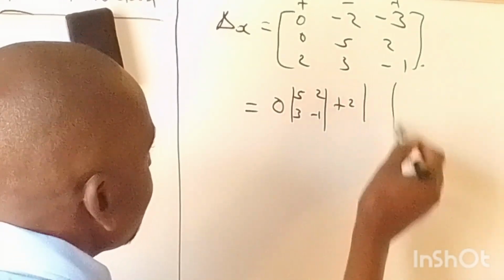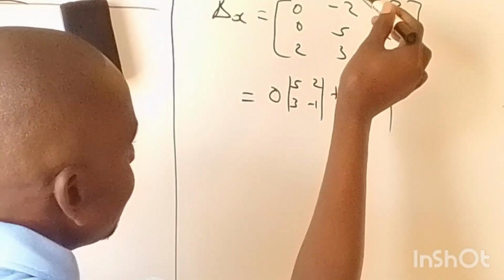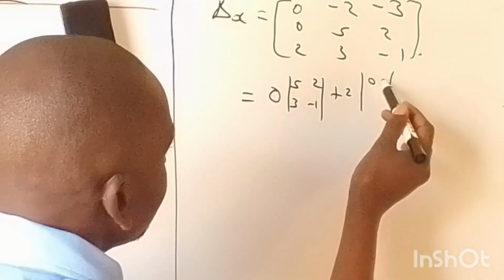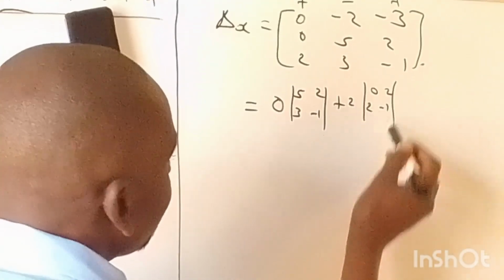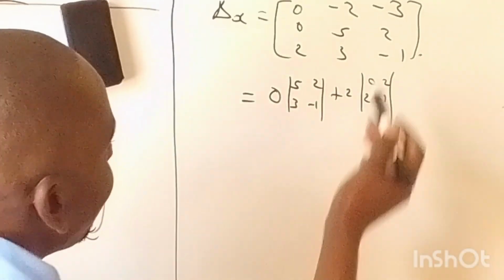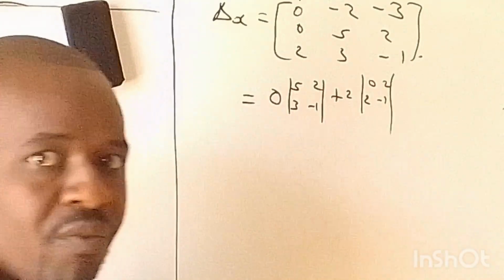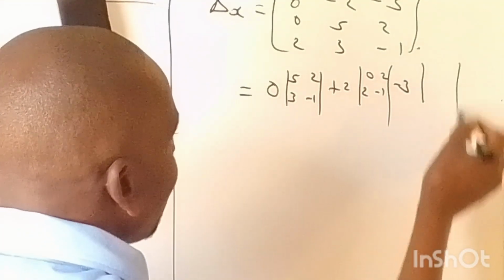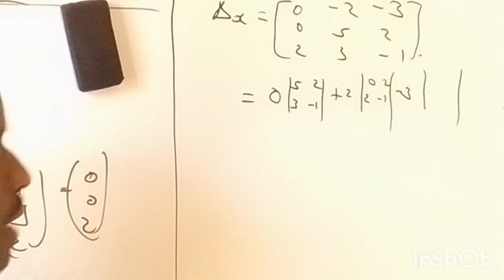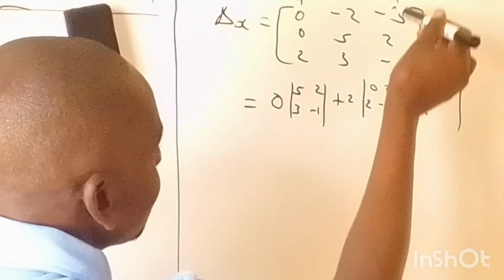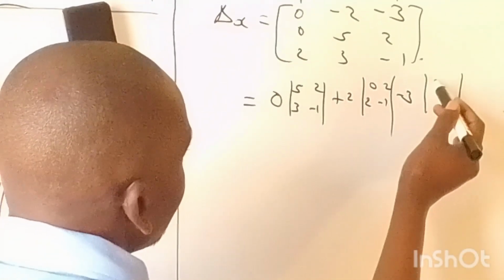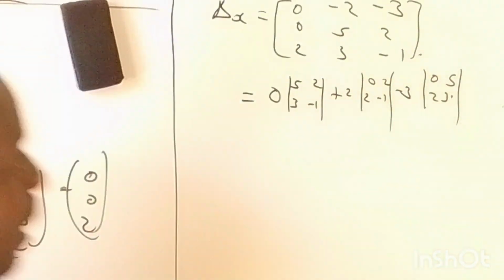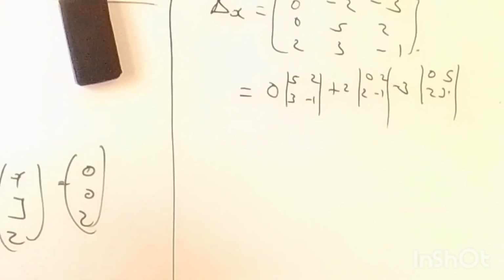Then the matrix which is remaining, when we eliminate here, vertical and horizontal, we are going to remain with 0, 2, 2, negative 1, which is a 2 by 2 matrix. And then the last part, which is a plus, but we have negative 3. So that one becomes negative 3 multiplied by the 2 by 2 matrix which is remaining when we eliminate vertical and horizontal, which is now 0, 5, 2, 3. As easy as A, B, C, D.